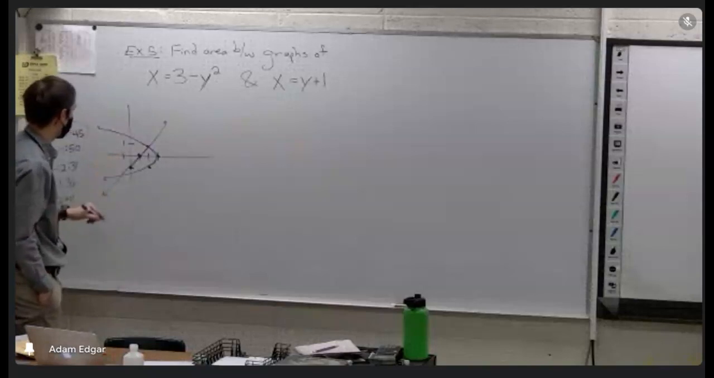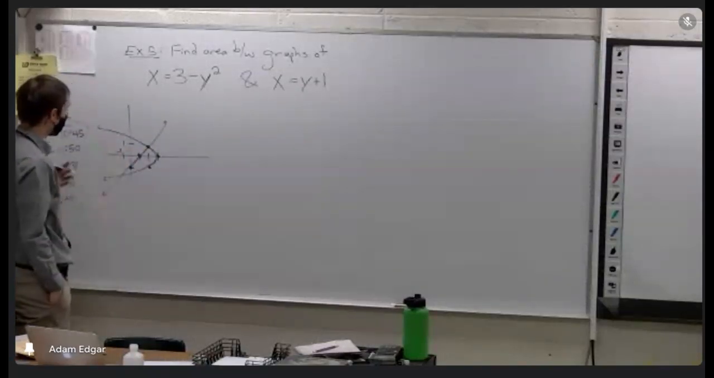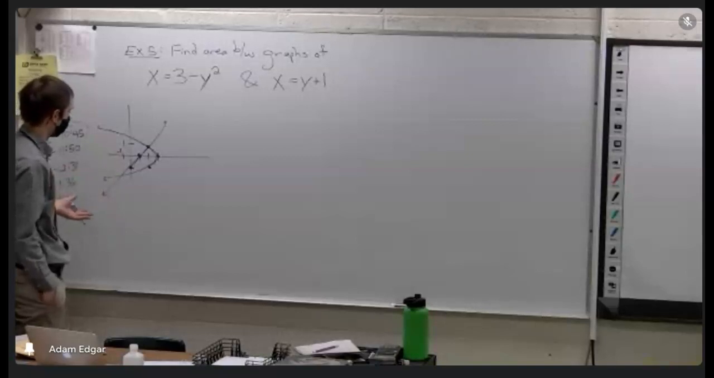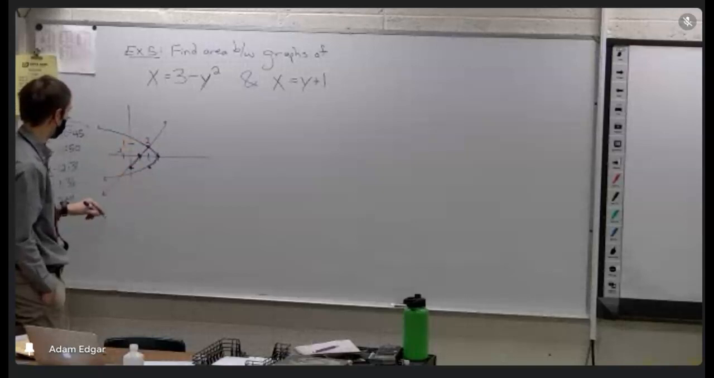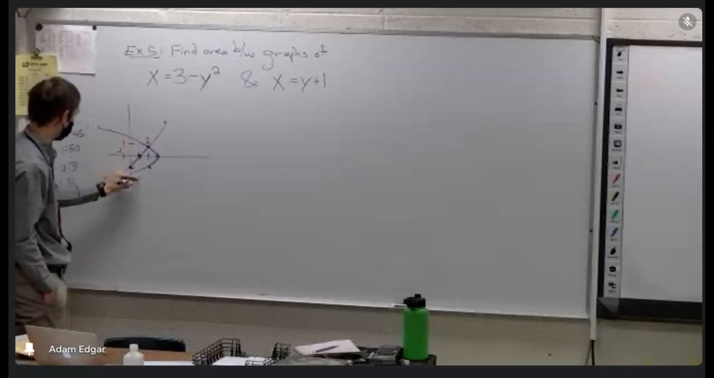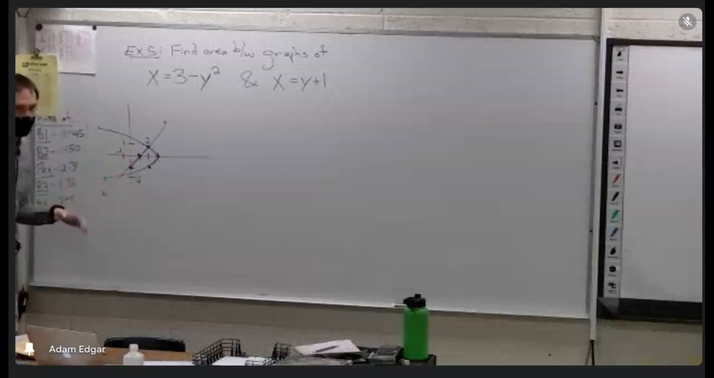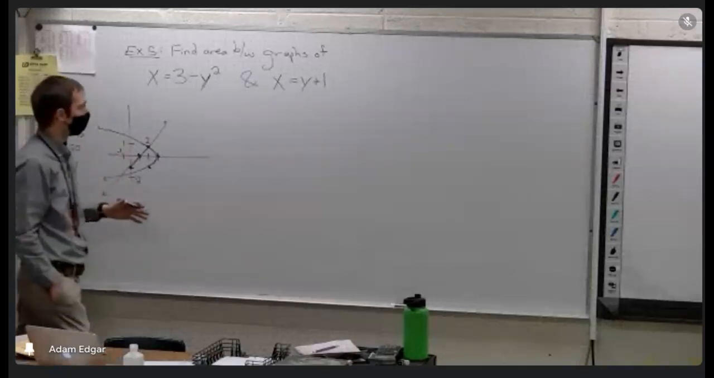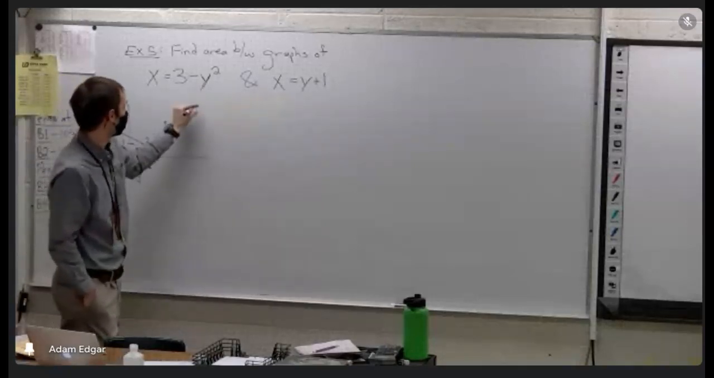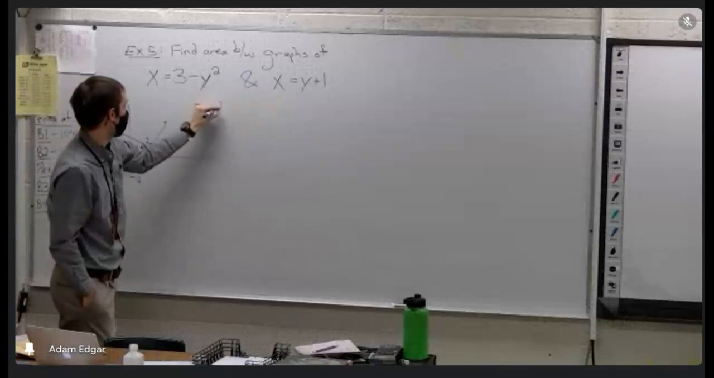All right, so if you just had to live with the graph, what would you guess are the points of intersection? 2, 1, and this looks like negative 1, negative 2 maybe. But if you want to be absolutely certain, and if you don't trust your graph because it's too rough of a sketch drawn freehand, set the two equations equal to each other. Say, all right, 3 minus y squared equals y plus 1.